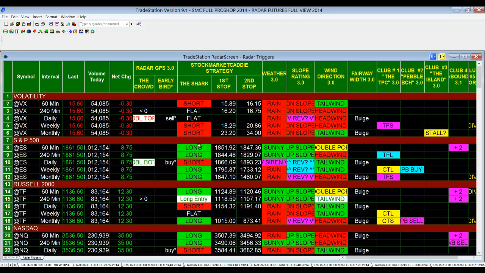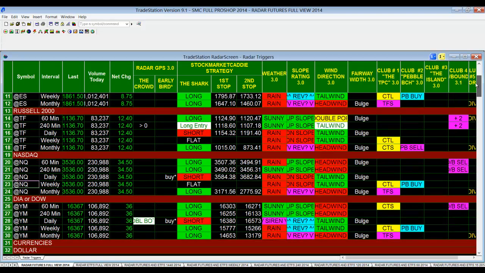Because what we do, folks, is we'll come into a position on an hourly basis, try to stay with the position, and the only time we will go overnight in a short position is if the daily is short. So the daily on the ES is still short. The TF is still short. The Qs is still short, and the YM is still short.